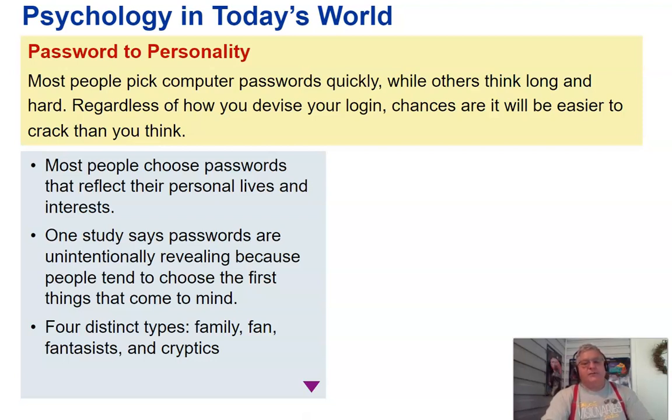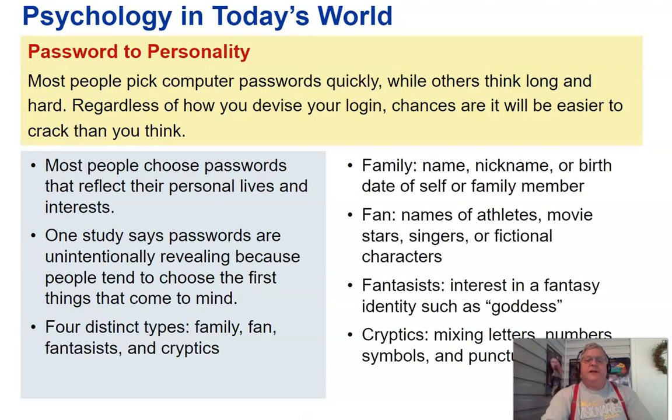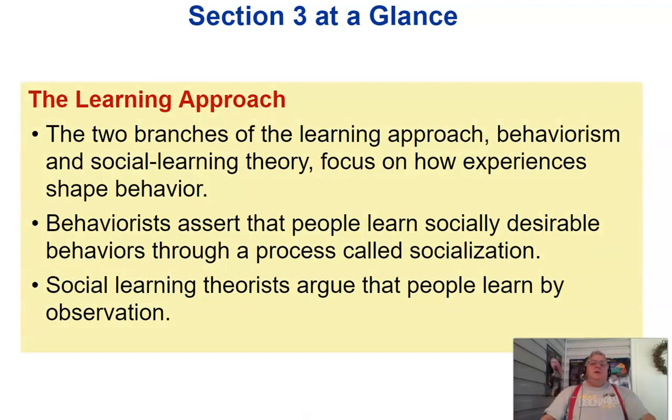There are 4 distinct types: family, fan, fantasist, and cryptics. The family type uses the name, nickname, or birthday of oneself or a family member. The fan uses names of athletes, movies, stars, singers, fictional characters, or teams. Fantasists are interested in a fantasy or identity, such as goddess, and cryptics mix letters, numbers, symbols, and punctuation. So your password can serve as a personality test.